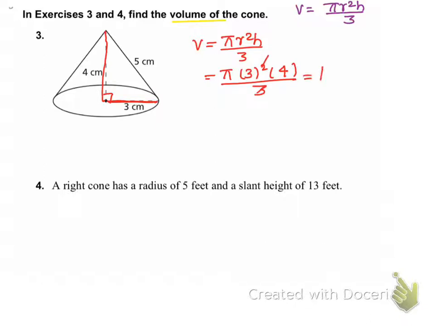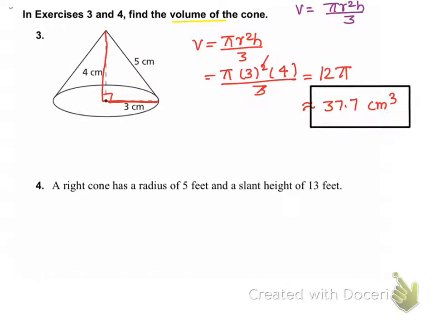It's actually 12 pi. And when you plug in your value of pi, you have to just press the button, don't substitute it by 3.14, and your answer is 37.7. Because it's about volume and the unit is centimeter, it's going to be centimeter cubed. That's your answer. Let's move to question number 4.